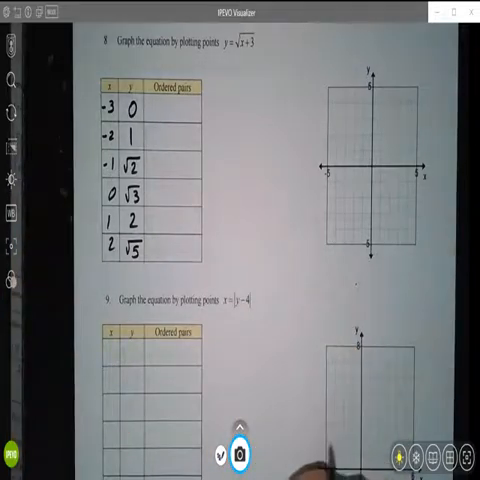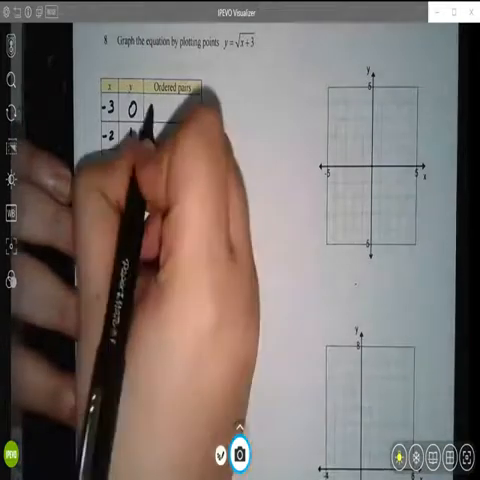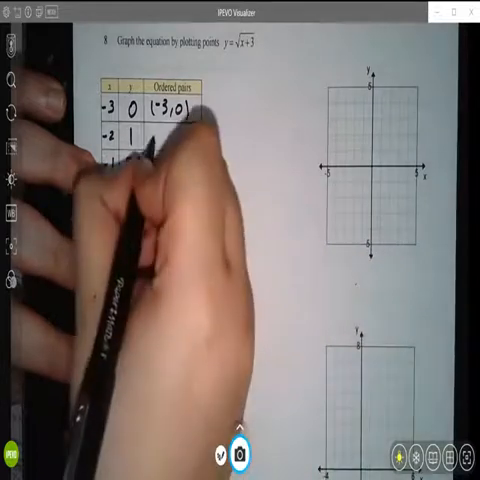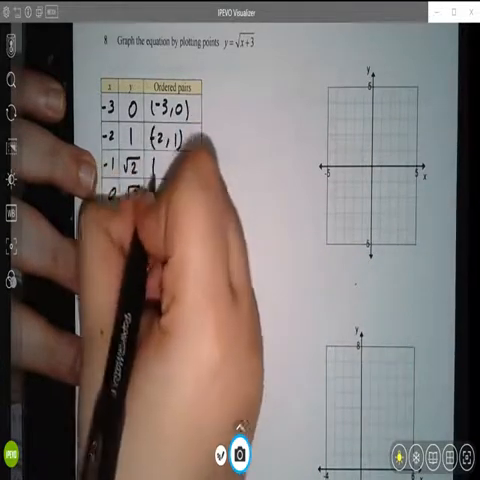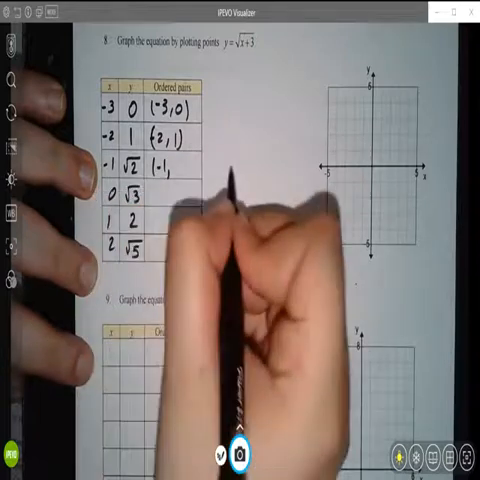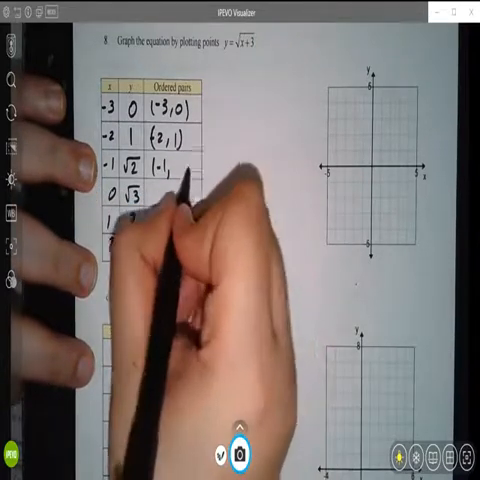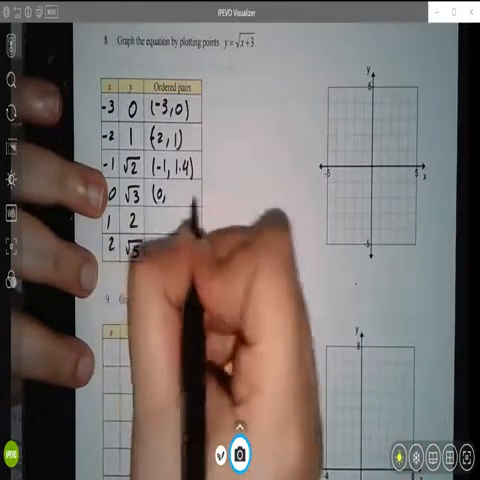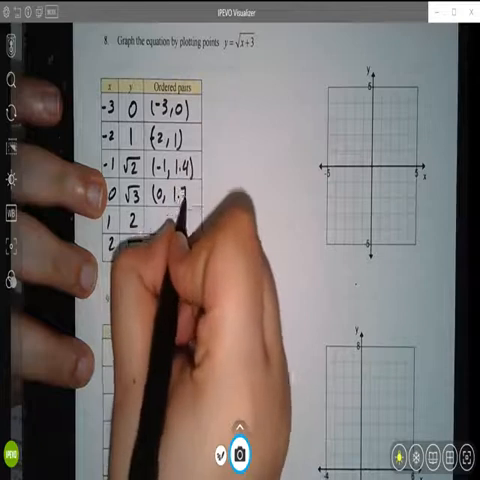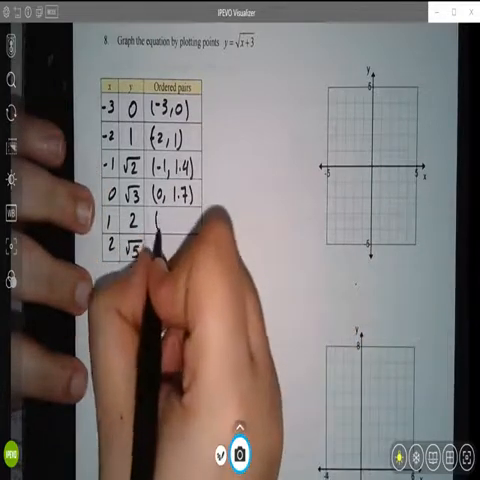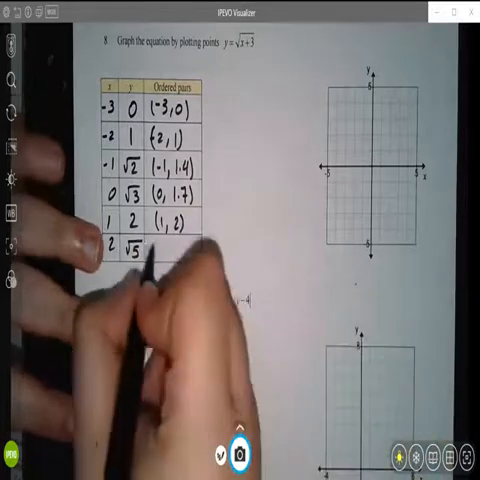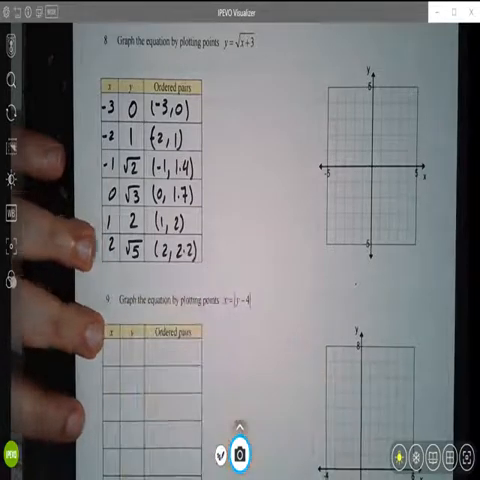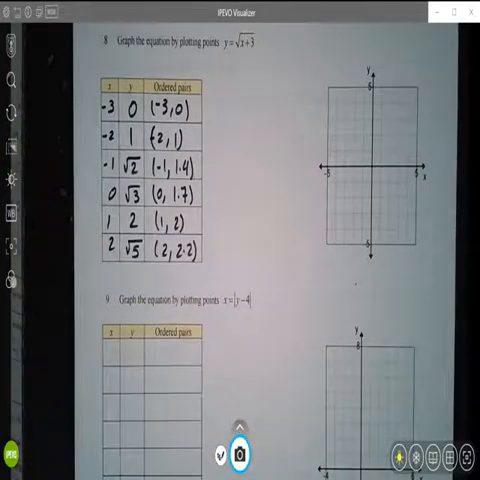Okay. Now, so what are my points? We have -3 and 0, -2 and 1. Now I'm going to approximate -1, and what's the root of 2? It's about 1.4. Yeah? Okay, and then we have 0 and root of 3. What's root of 3? 1.7-ish. This one is 1 and 2. And then 2 and root of 5, which is about 2.2-ish. You can use your calculator to find them.